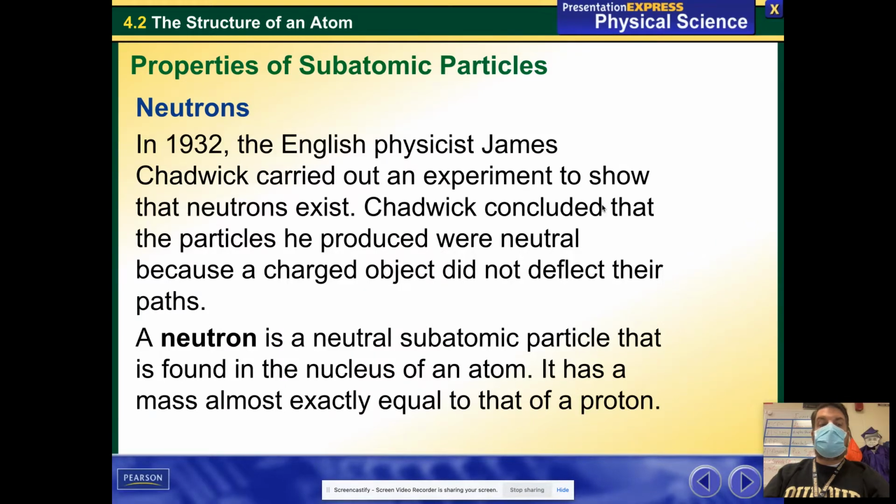Okay, Chadwick concluded that the particles he produced were neutral because the charge object didn't deflect their paths. So neutrons could be fired through a slit experiment, and the positively charged plate and the negatively charged plate had no impact on neutrons. So he said that must be a neutral charge. So a neutron is a subatomic particle that is found in the nucleus of an atom, and its mass is pretty close to a proton. It's a little bit different, but it's closer to a proton than it is an electron.